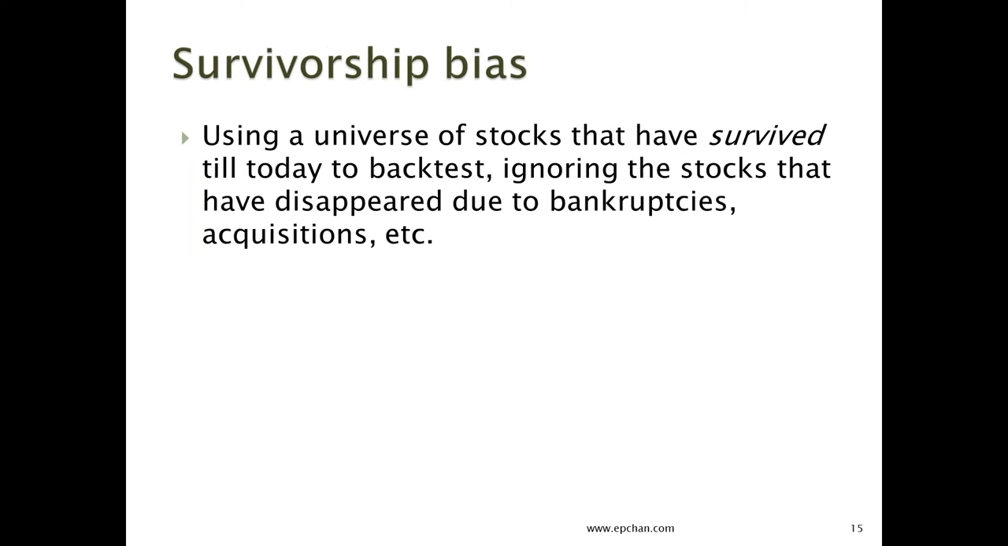Okay, so the next bias is survivorship bias. I mentioned it a little bit earlier. Survivorship bias is using a universe of stocks that have survived until today and ignoring the stocks that have disappeared due to bankruptcy and acquisitions and so forth. So one quick way to see if your data set has survivorship bias is to see if it contains the price history of Lehman Brothers, Enron and WorldCom, for example. If it does have Enron, WorldCom and Lehman Brothers, chances are you have a survivorship-bias-free database.